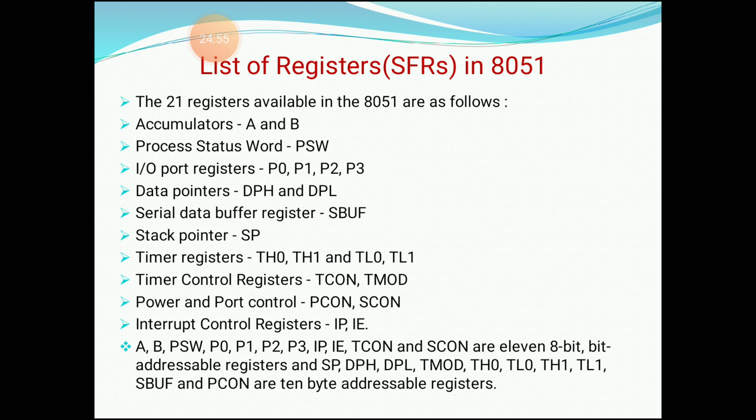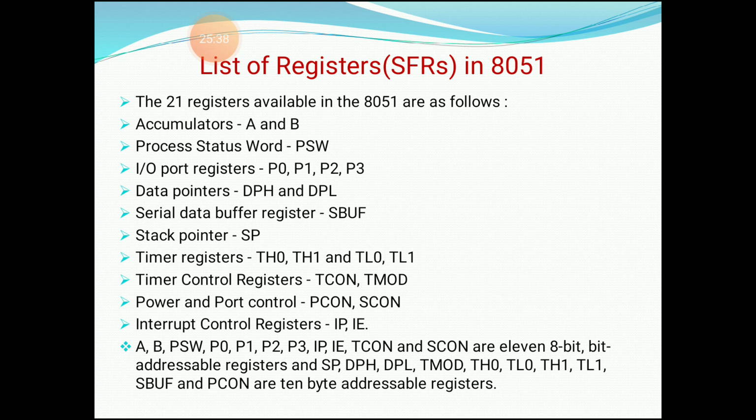Those are accumulators, A and B registers called accumulator registers, one PSW called processor status word, and IO port registers P0, P1, P2, P3, and data pointer registers DPH and DPL, serial data buffer register SBUF, stack pointer SP, 4 timer registers TH0, TH1, TL0, TL1, all 8-bit registers, timer control registers TCON and TMOD, power and port control registers PCON and SCON, interrupt control registers IP and IE.